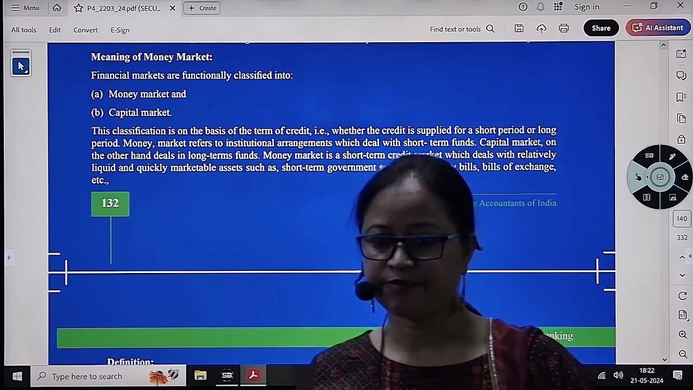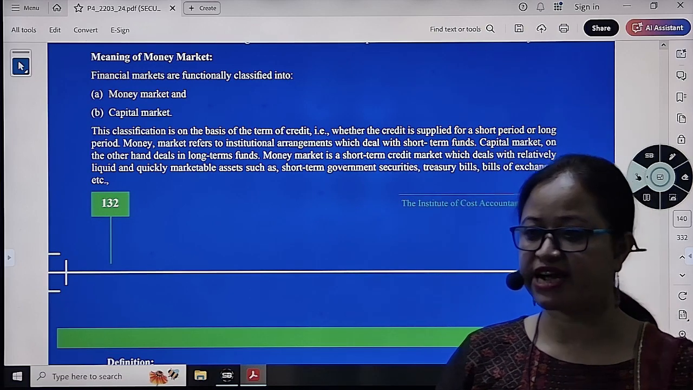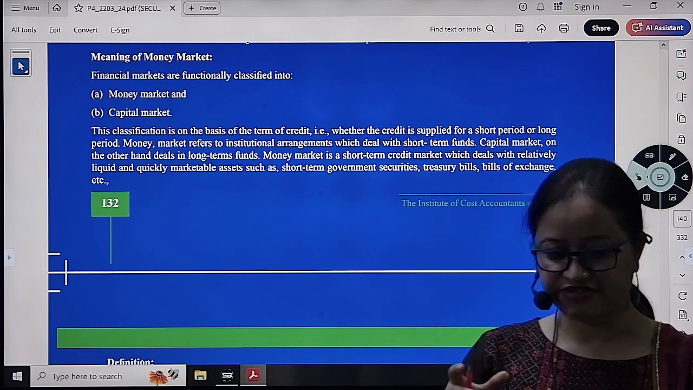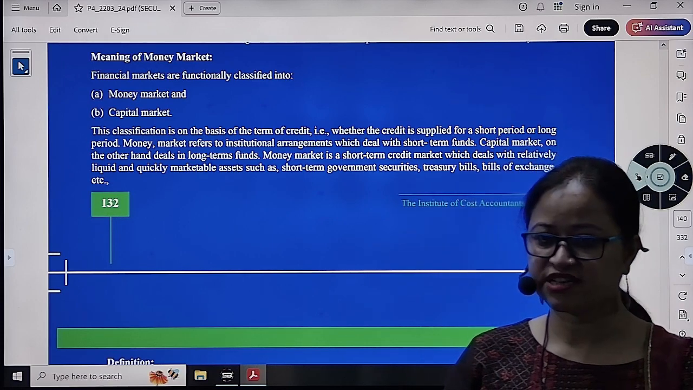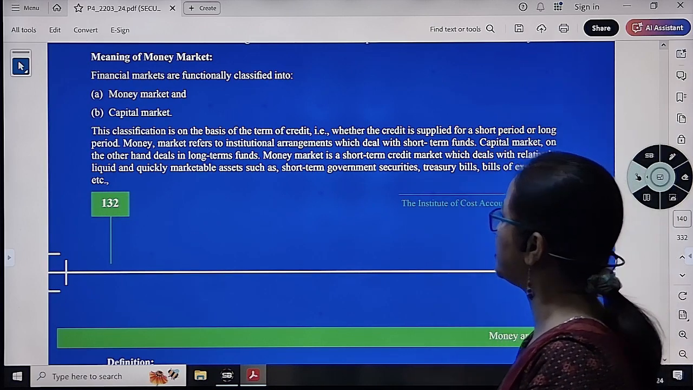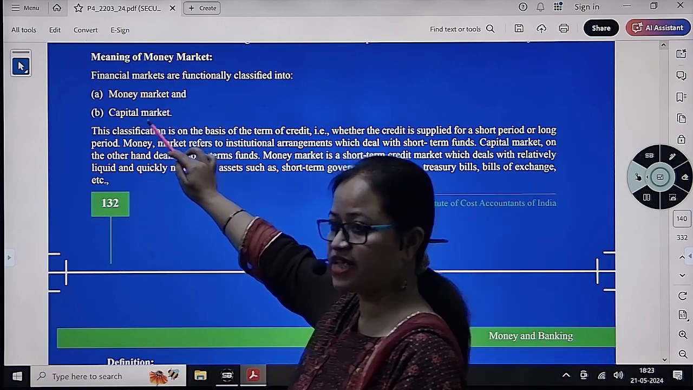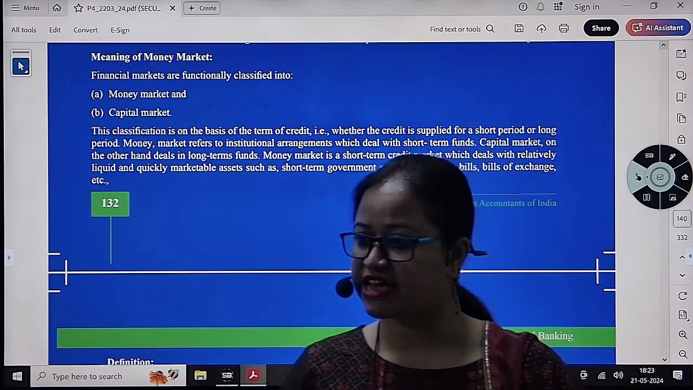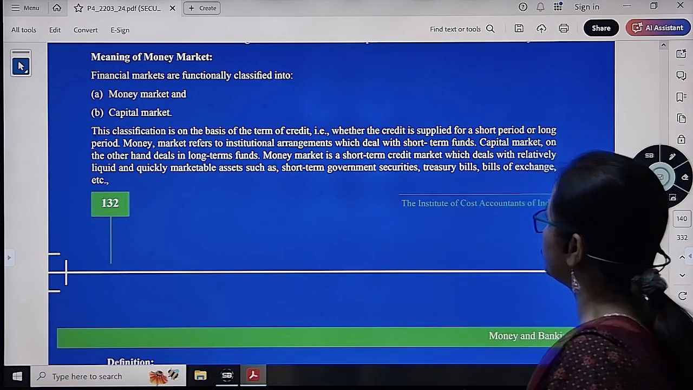Financial market is the market for borrowers and savers, right? In the financial market, the savers save money and the borrowers borrow money. So financial market is the middleman between the savers and the borrowers. Financial market is divided into two, money market and capital market. Money market is called your short-term market and capital market is called your medium and long-term market, right?